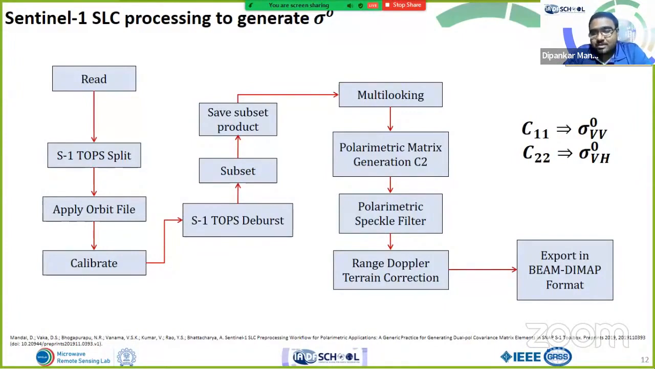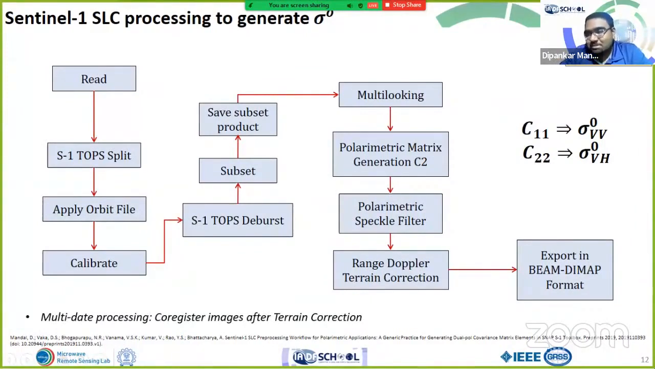Specifically for filtering, there are several options available in SNAP, but for polarimetric analysis, we have to apply a polarimetric speckle filter because the general speckle filters don't consider the phase information stored in the SLC product. Then the range Doppler and terrain correction is straightforward, a very common step in SAR data processing, and then we can export it in BEAM-DIMAP format. And again, I'm just reminding you that C11 is close, similar to sigma naught VV, the backscatter intensity of the VV channel, whereas C22 is the VH component of it.